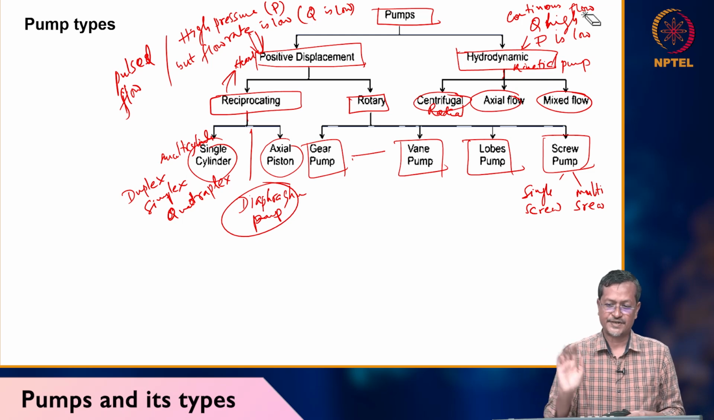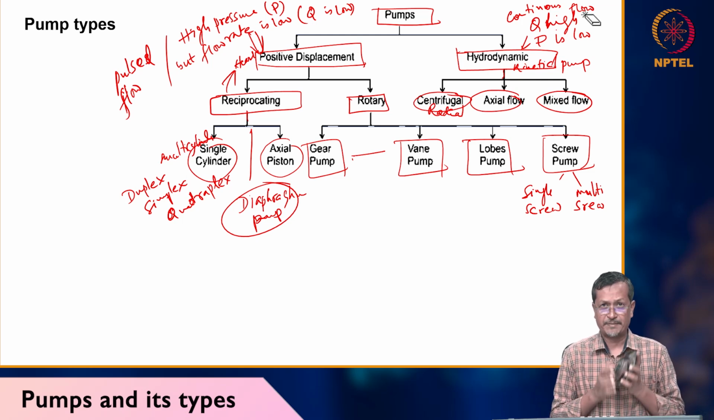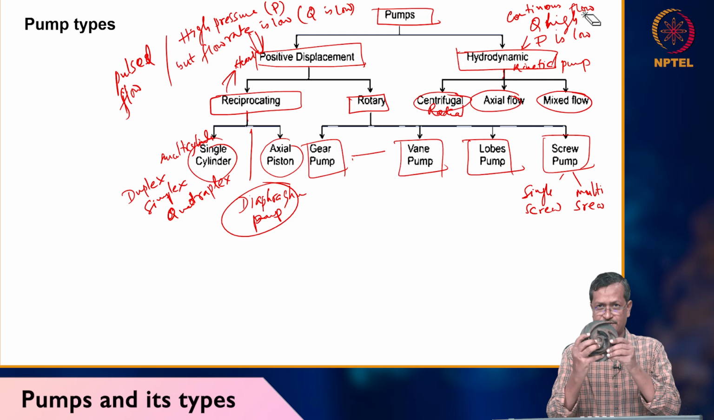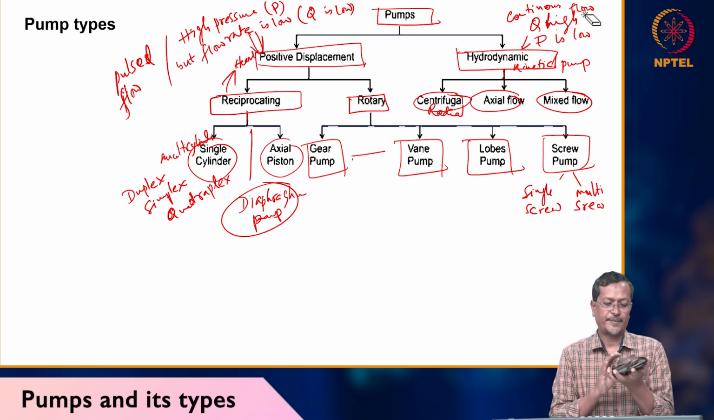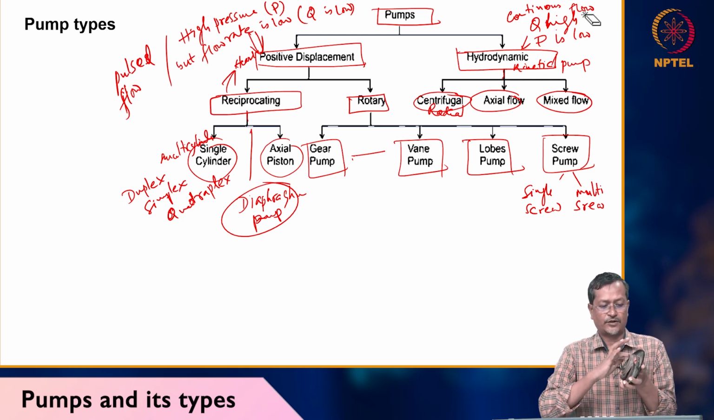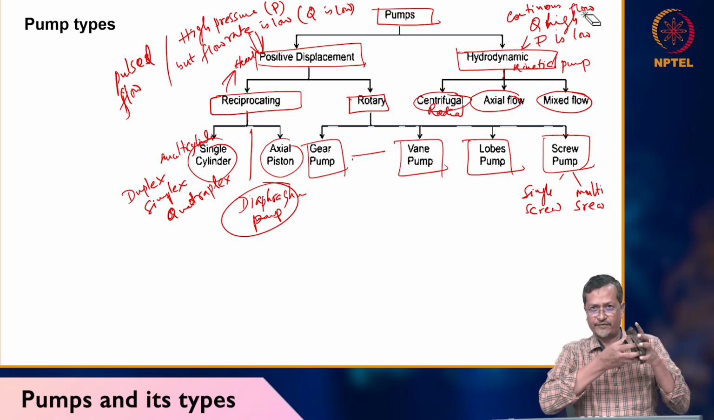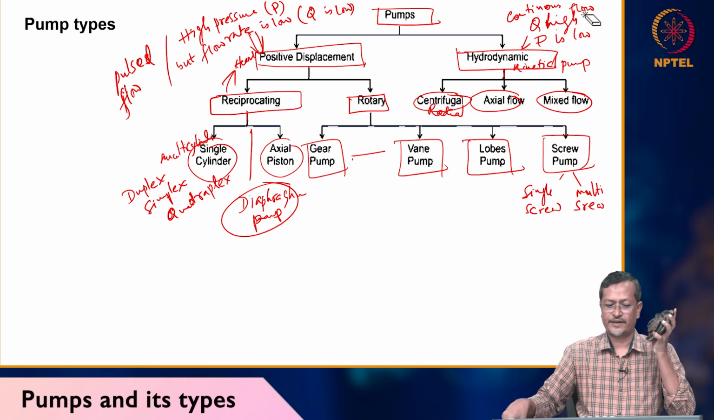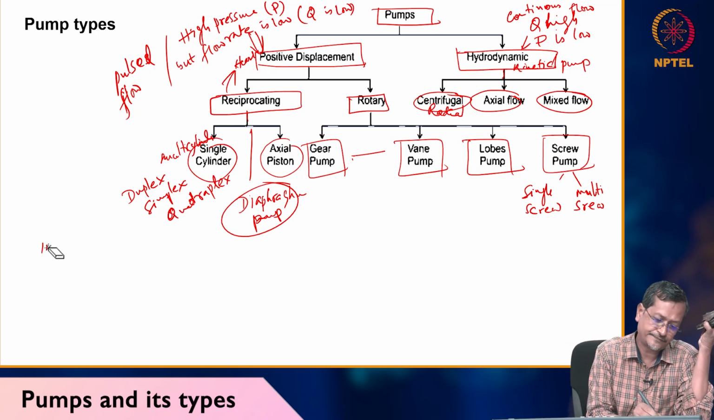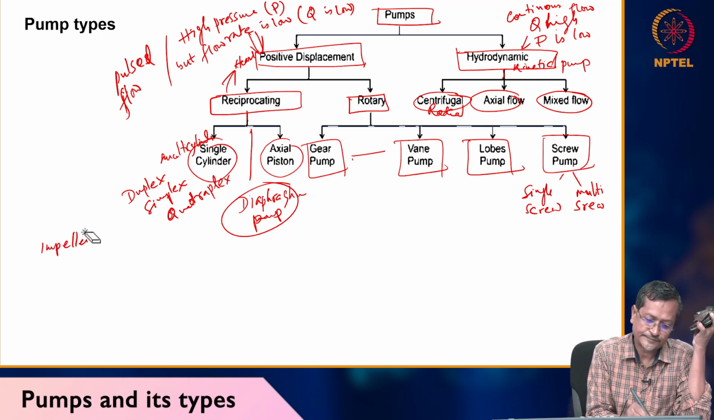So I'll start with the centrifugal pump. A centrifugal pump has one impeller. This is called the impeller. You can see this one, the impeller. The impeller has lots of channels. You can see the channels. It rotates at very high speed, in a centrifugal pump.